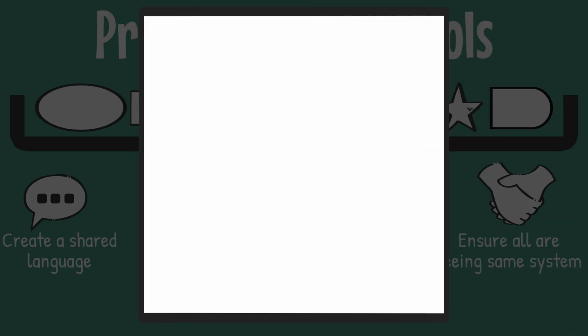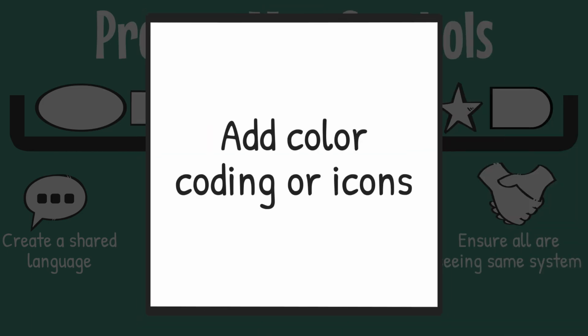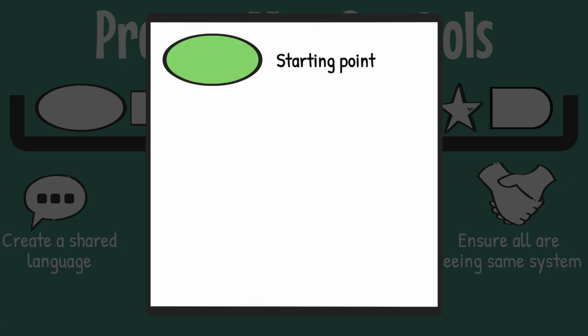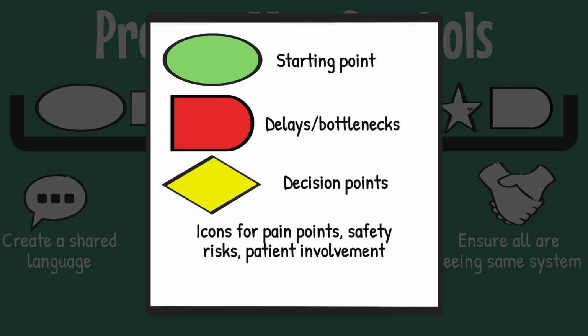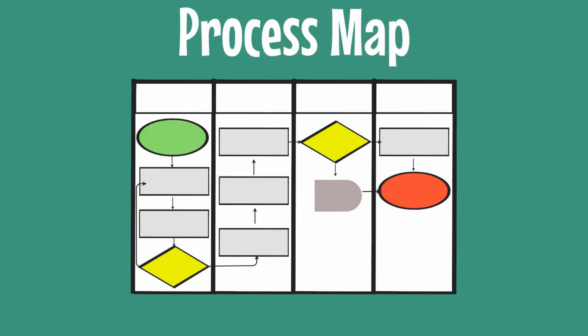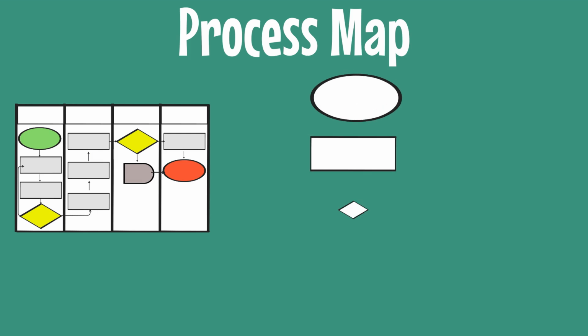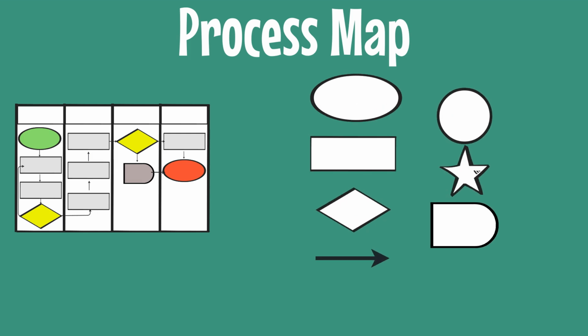You might also choose to add color coding or icons to highlight key patterns. For example, green for the starting point, red for delays or bottlenecks, yellow for decision points, or icons to indicate pain points, safety risks, or patient involvement. While every process map will look slightly different depending on the workflow being examined, these core symbols are widely used in healthcare and quality improvement work.